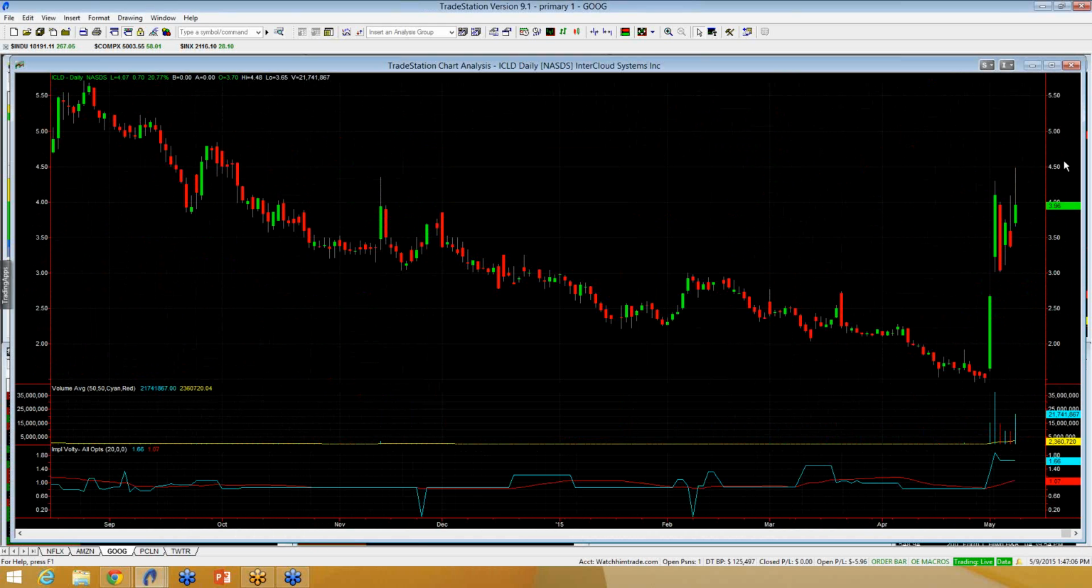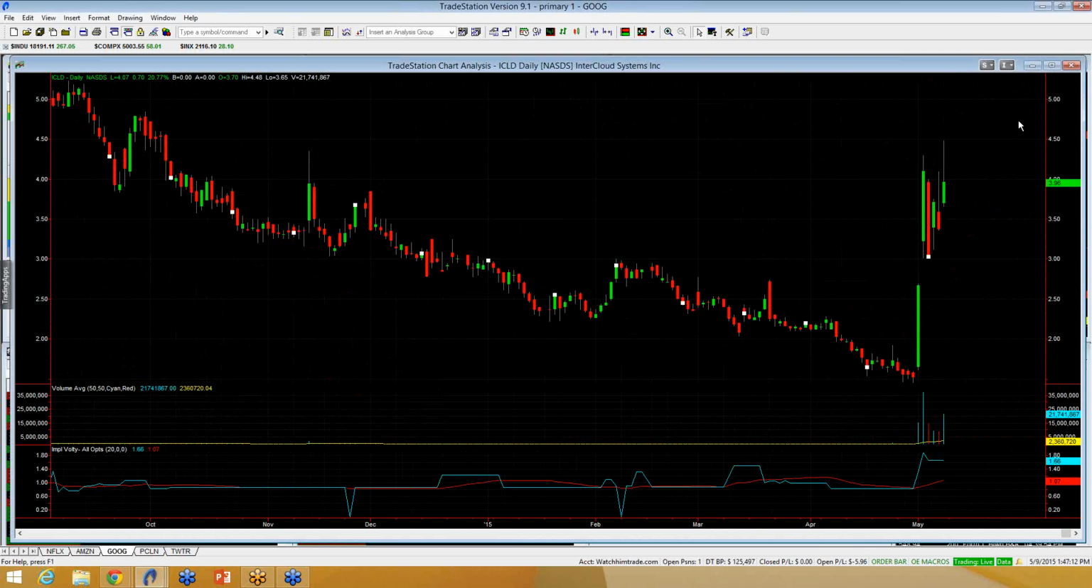So get above 450, you could have a big time squeeze on this thing, as I'm sure there are a number of people short, and you could push $5, one of those psychological levels where if you get above 5, you can make another squeeze up towards 6.